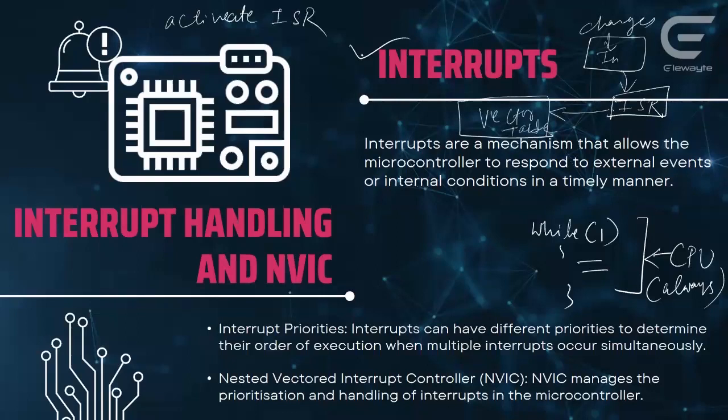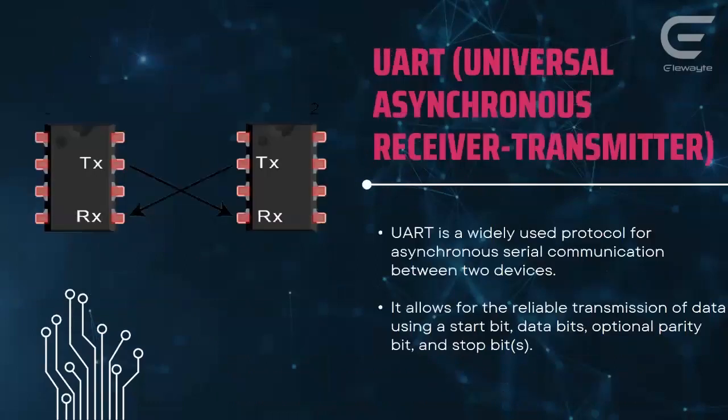Okay, how do you do it? Using the NVIC. We have an NVIC by ARM. Basically, NVIC is the nested vectored interrupt controller. It sets the interrupt priority, and also runs the interrupt service routine.